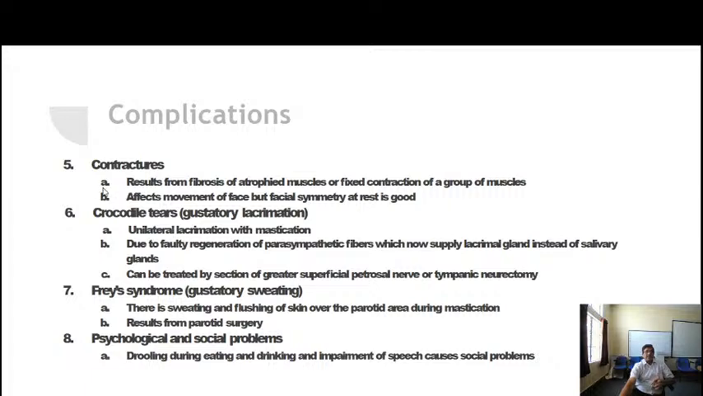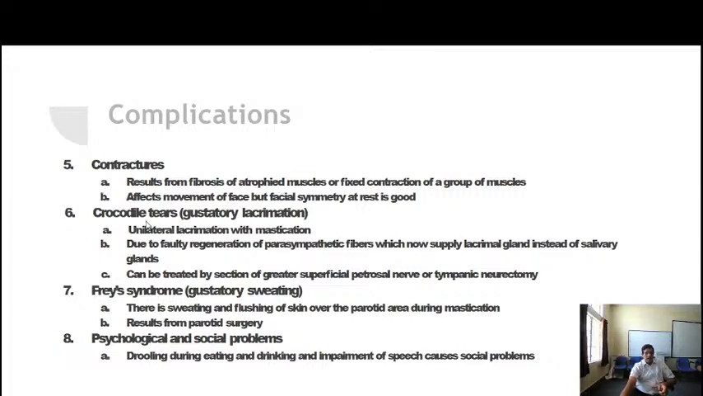Then you have contractures. Fibrosis occurs because as the nerve is degenerated, the muscles slowly undergo fibrosis, and they atrophy. So this affects the movement of the face.